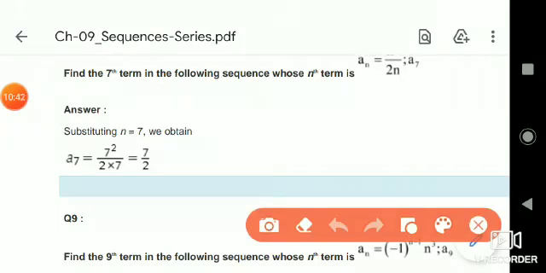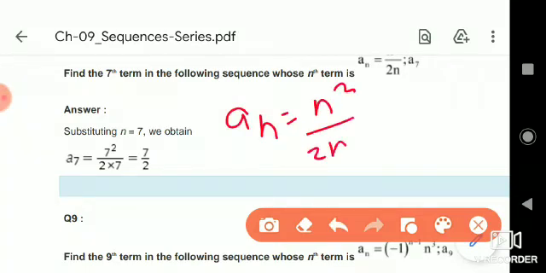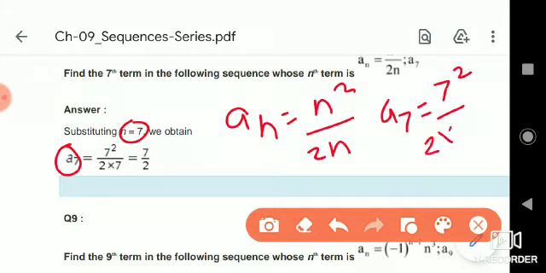In this case, the nth term is given for us, that is an is equal to n square divided by 2n. Now they are asking the seventh term of the given sequence. Therefore n is equal to 7. Therefore replace n by 7. We get a7 is equal to 7 square divided by 2 into 7. One of the 7 from the numerator and denominator cancels. We get 7 divided by 2. Therefore the seventh term of the given sequence is 7 divided by 2.